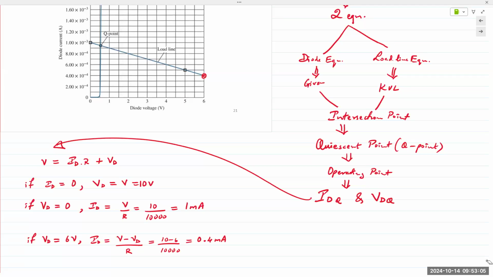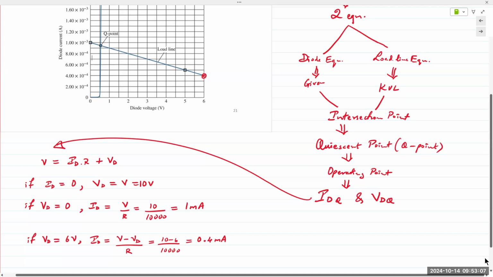Oh, 5 volts. The 5 is basically the book exam. Yeah. So, and we did 6. Yeah. 5 would just be 0.5 milliamps. Yeah. 0.5 milliamps.